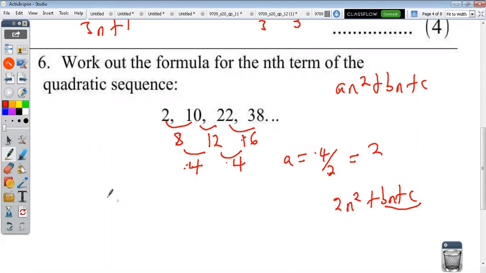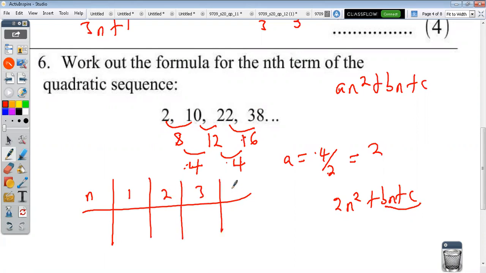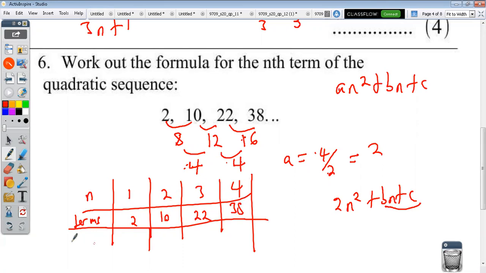So now if I do the same thing that I've been doing, position n here, I only have 4 terms: 1, 2, 3, 4. Then the terms 2, 10, 22, 38. Don't do anything to this. This is simply n. Then what do I want to take away? 2n squared.